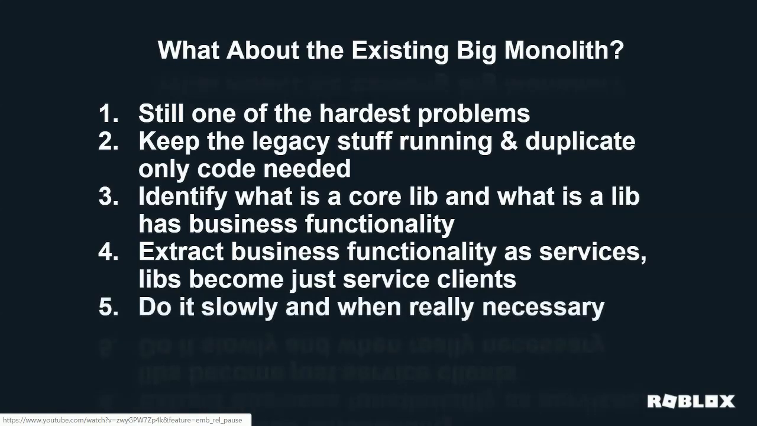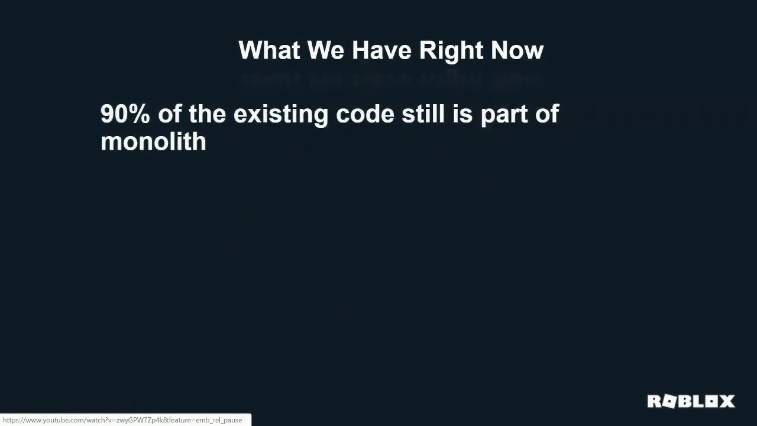But the whole catch is this: this company is growing fast, and again, features versus tech debt. There is really no hard commitment to actually do that, and really no incentive to do it as soon as possible and cover everything. So we do it slowly when really necessary, case by case, problem analysis and all of that. And we're hoping maybe we're going to hit the magic pattern that's going to work for us. What we have right now is 90% of the existing code still is part of the monolith.